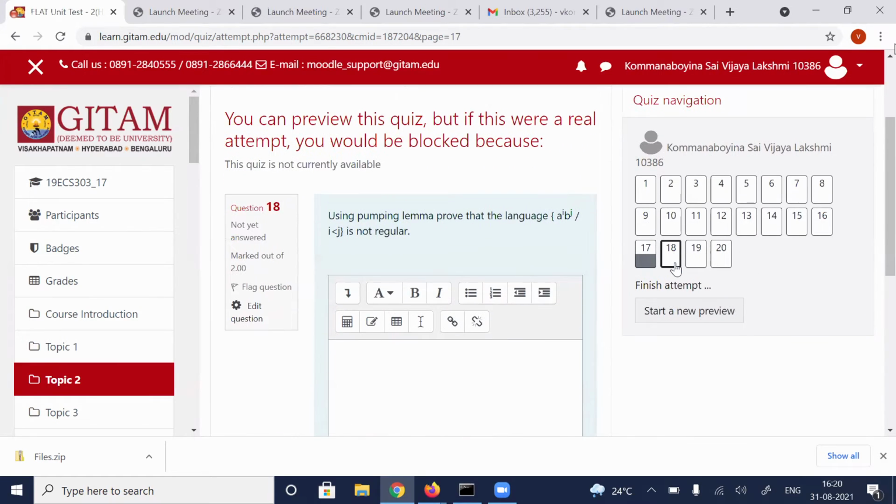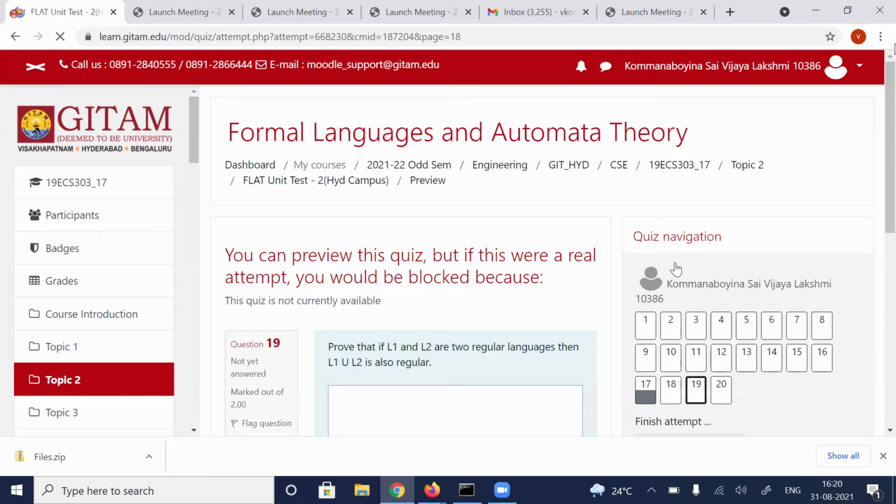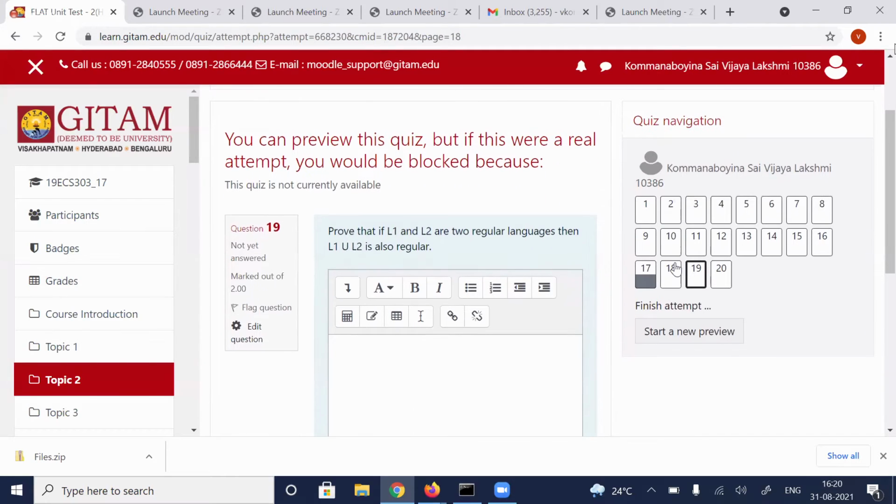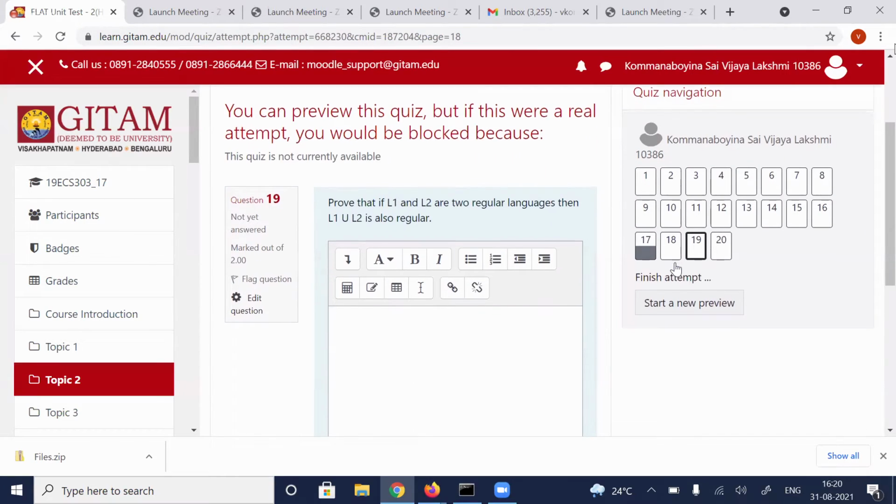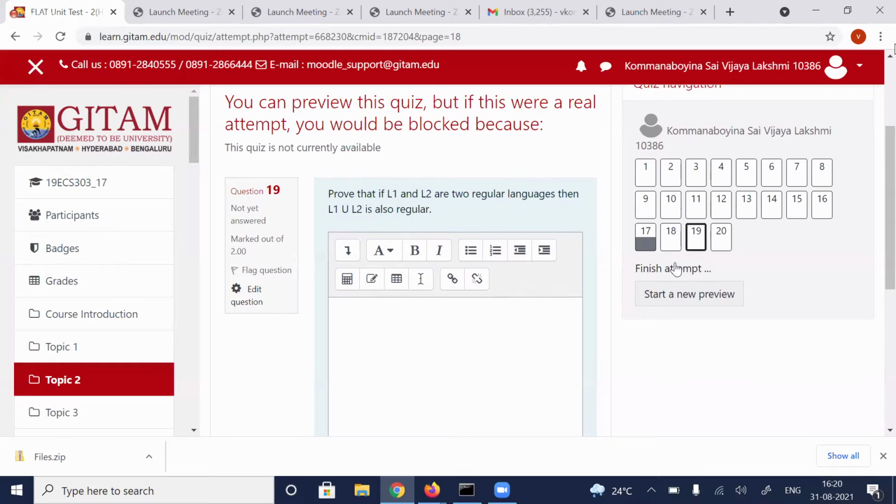Pumping lemma, using this to prove, we already discussed, which is a direct question. Prove that if languages L1 and L2 are regular, then L1 union L2 is also regular. Think of a simple example. A is a regular language. Assume the language L1 is A and assume L2 is B. L1 union L2 means A plus B is regular.